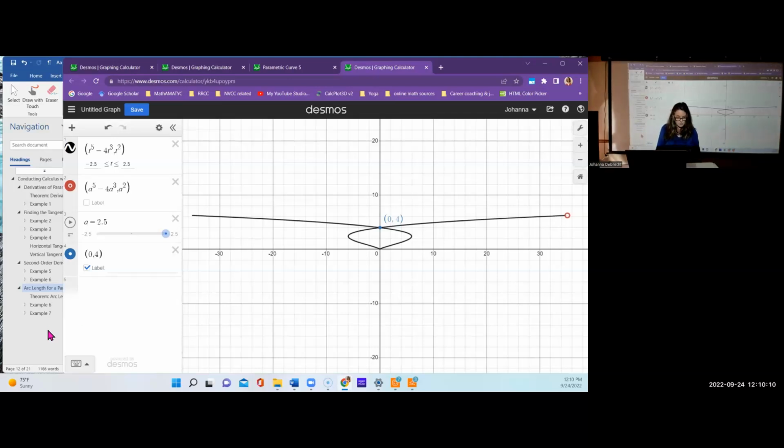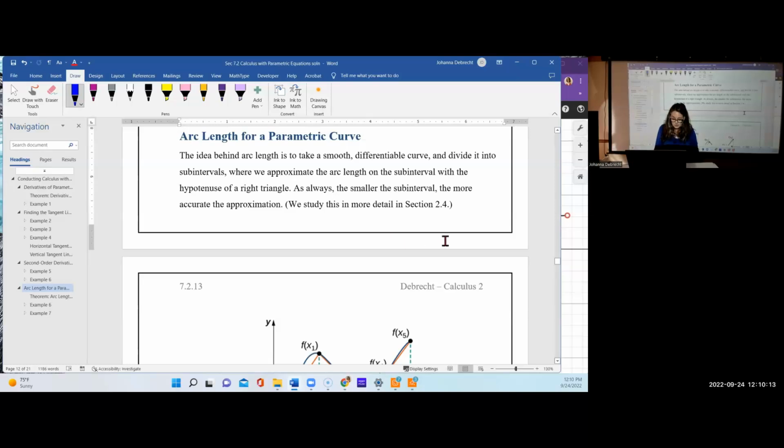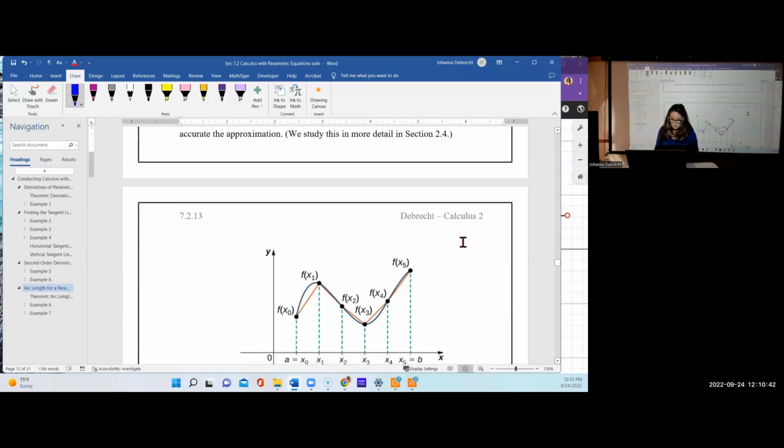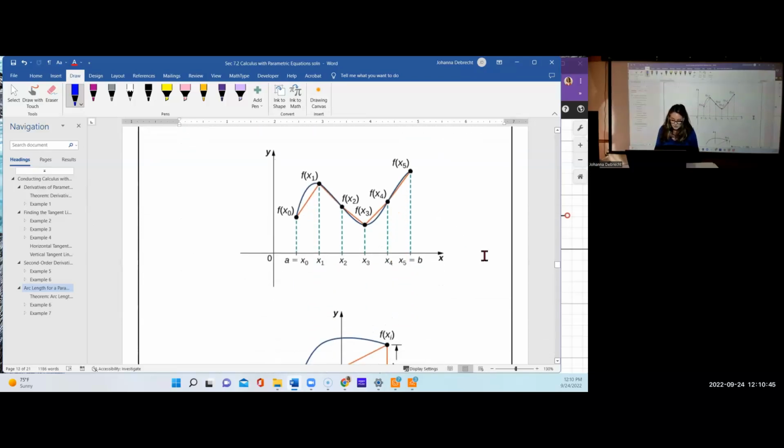So that's the next thing that we want to study, and it's called arc length for a parametric curve. When we're looking at arc length for a parametric curve, the idea is to take some smooth differentiable curve and divide it into subintervals. Now, this is a very typical calculus thing to do. And then we're going to approximate the arc length on the subinterval with the hypotenuse of a right triangle. The smaller we make the subintervals, the more accurate the approximation is going to be. We study this in more detail in section 2.4, but let's take a look at what we're doing right here.